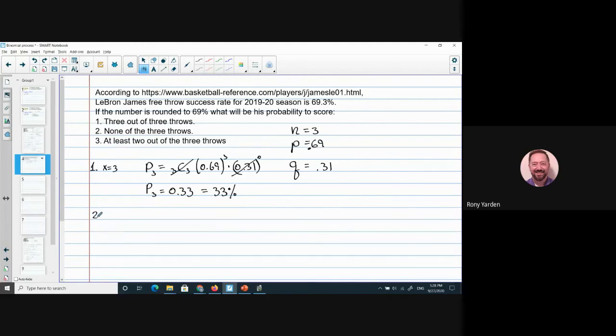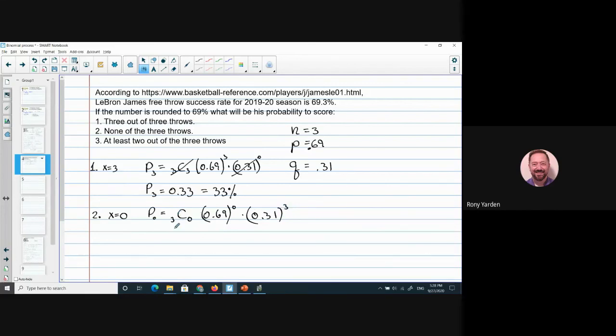Number 2 is none of the 3 throws. So here x equals 0. And P0 equals 3C0, 3 trials, 0 successes. And then the probability for success to the power of x, so it's 0. And then we have times 0.31 to the power of 3.